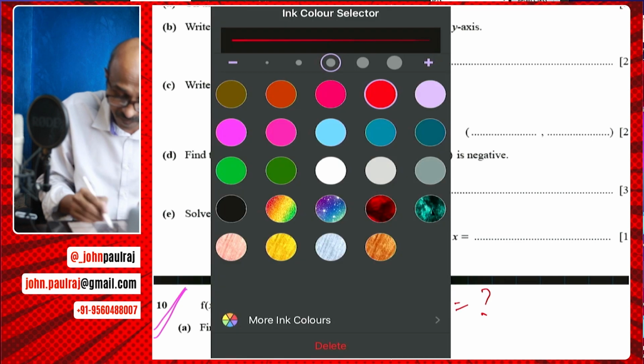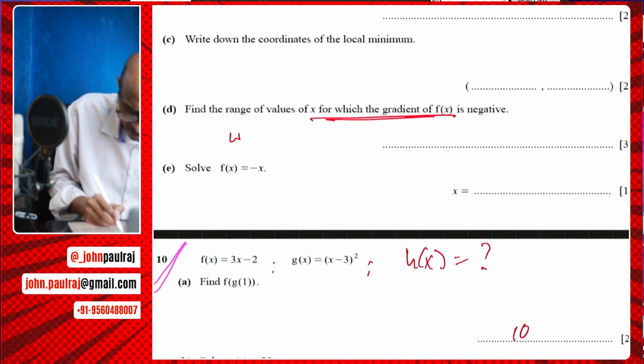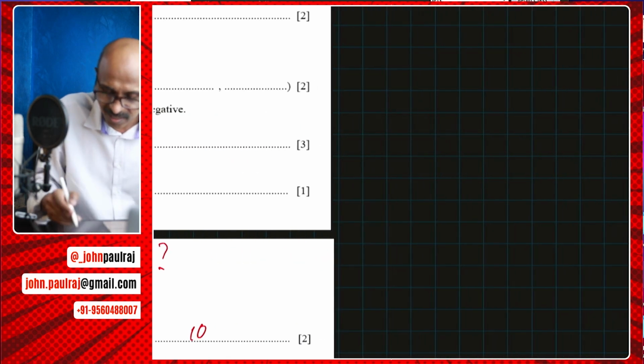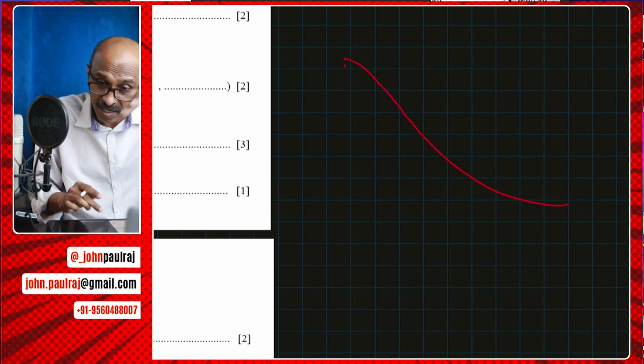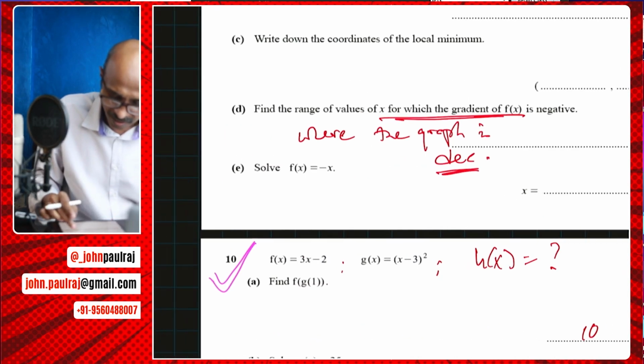Gradient is negative literally means where the graph is decreasing. Gradient of f(x) is negative means where the graph is decreasing. And you're writing the values of x, okay? So decreasing simply means the graph is coming down. So if there's a graph that's coming down, you just have to find out for what values of x it is decreasing, okay?